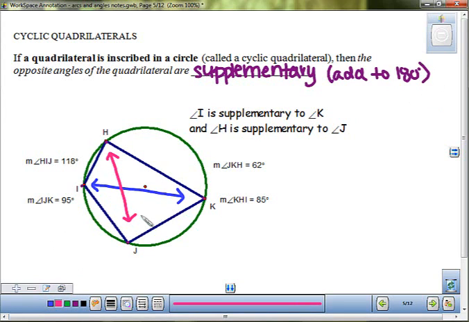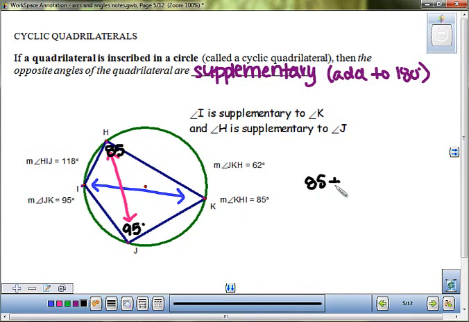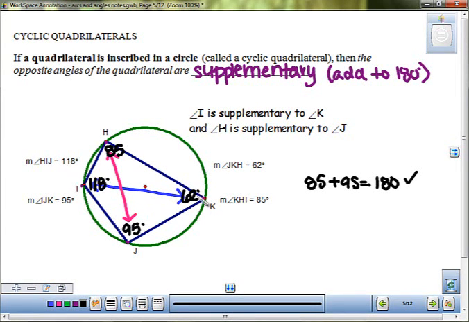They're telling you these two are opposite, so they must add to 180. And these two are opposite, so they should add to 180. The measurements given here are not necessarily next to it, so read carefully. IJK, that's this angle here, is 95. KHI is this one up here, is 85. Do 85 and 95 total 180? Oh yes, they do. Okay, they tell you that JKH is 62 and that HIJ is 118. Do 118 and 62 total 180? Yes, they do.